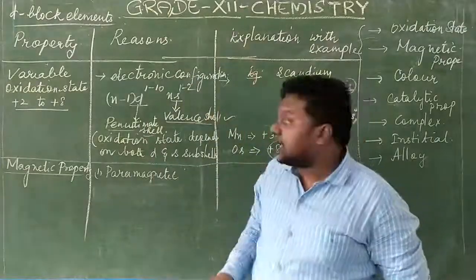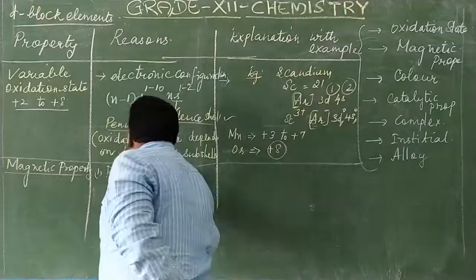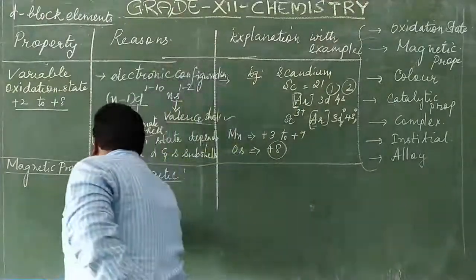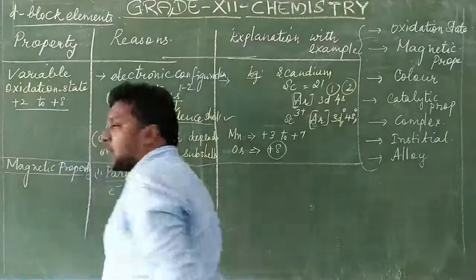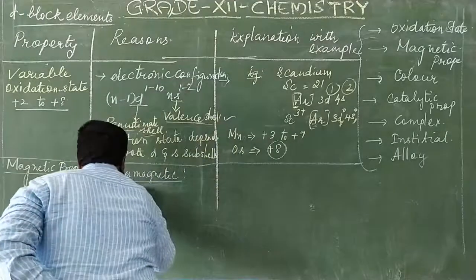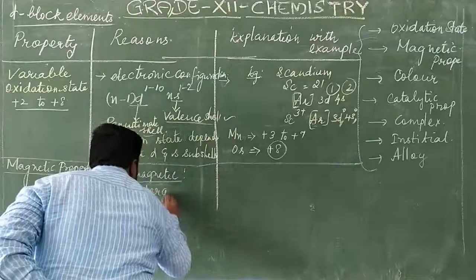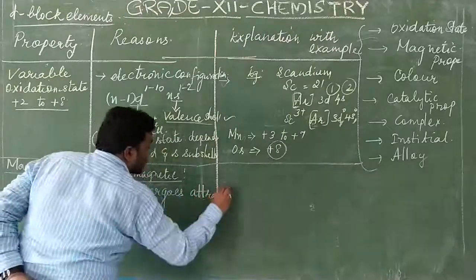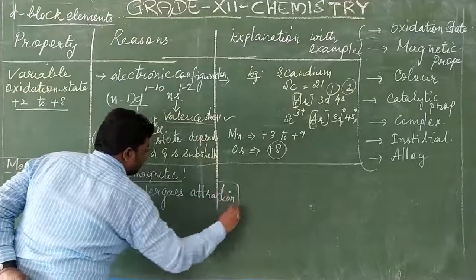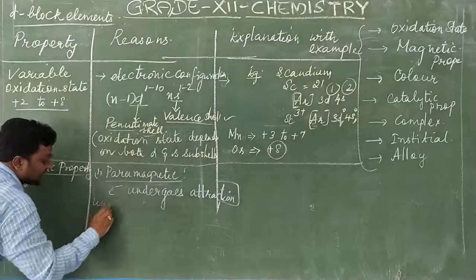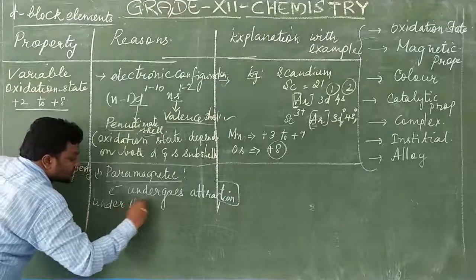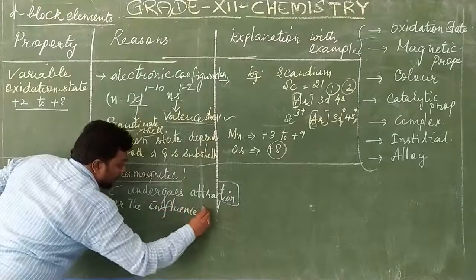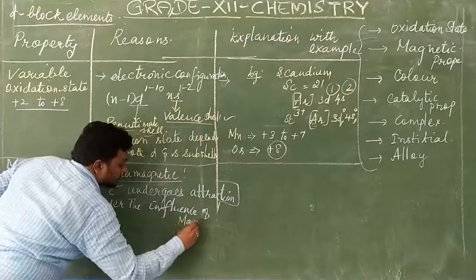Can you understand what I am telling? So what do we say about paramagnetic substances? The electrons in paramagnetic substances undergo attraction. It undergoes what? It undergoes attraction under the influence of a magnetic field.